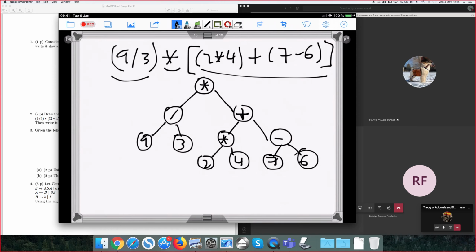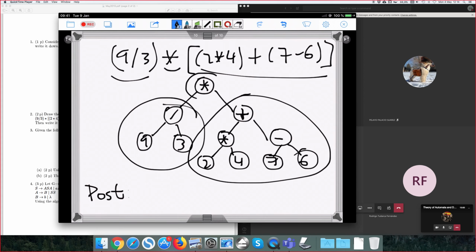No? Okay, so now I compute the postfix notation for the expression by doing a post-order traversal of the tree. In the post-order traversal, remember that I first visit the left subtree, then the right subtree, and at the end, only at the end, I visit the root. And I do that recursively. So when I go to this left subtree, I do the same. First left, then right, then the root.